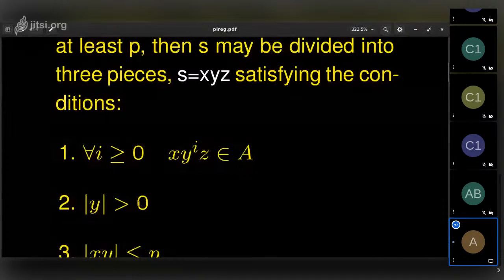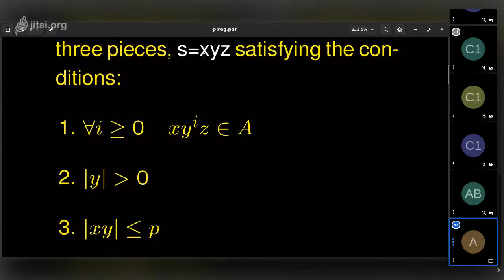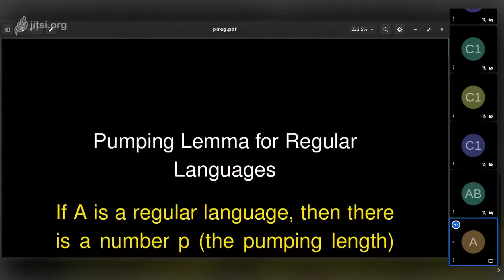And size of XY is less than or equal to P, meaning this portion X and Y put together should be less than or equal to P, the pumping length. It cannot be more than that. That is the pumping lemma theorem.